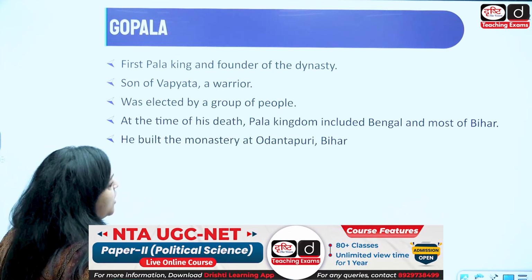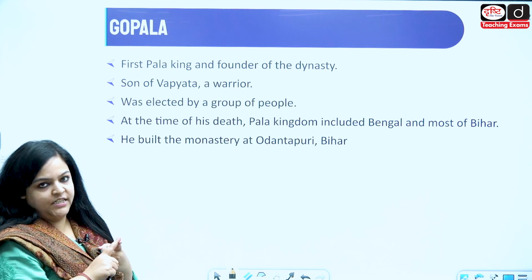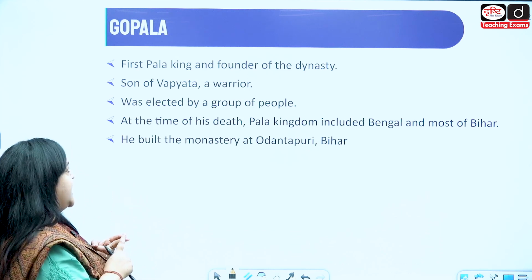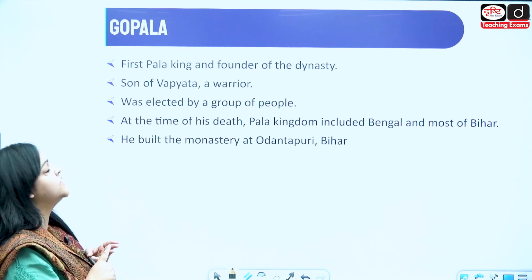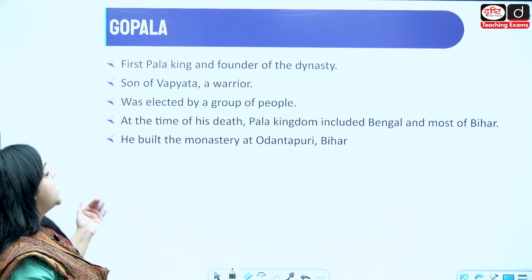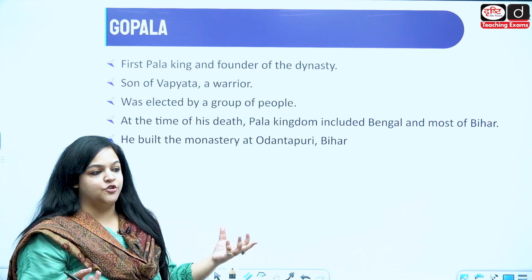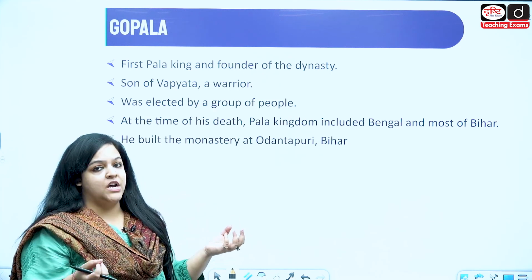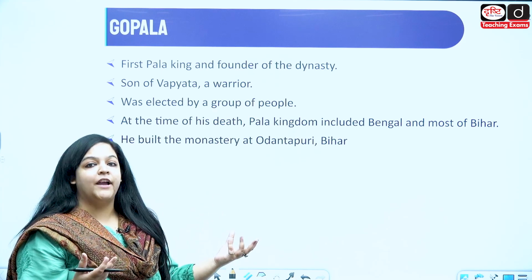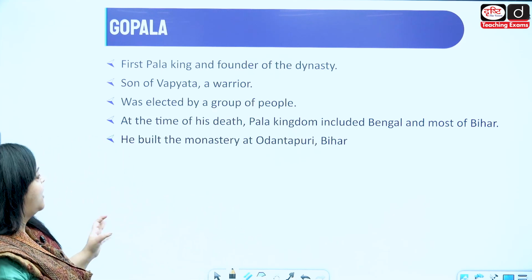Alright, so let's talk a little bit about Gopal. First of all, he is the first king and the founder of the dynasty. He was the son of Vapyata. He was also a warrior. He was elected by a group of people, and this is something very interesting to know, that he was one of the few rulers who was elected by a group of people, right? He had no hereditary claims, all right?